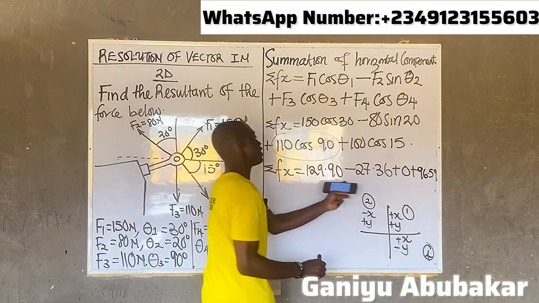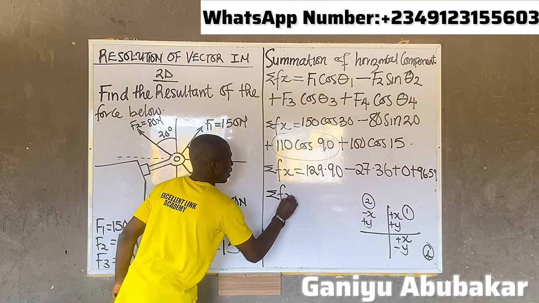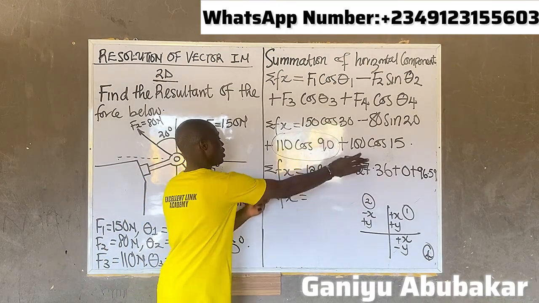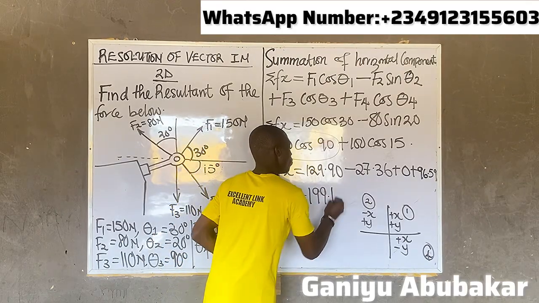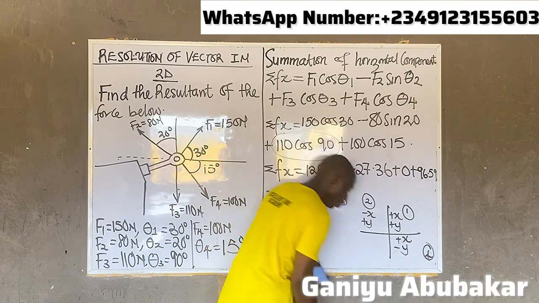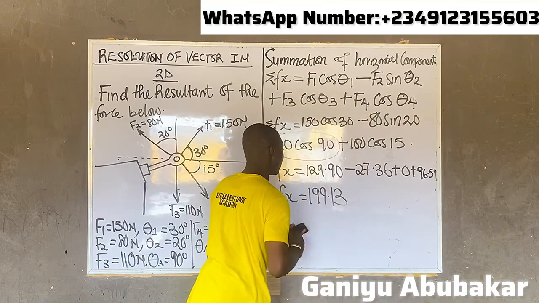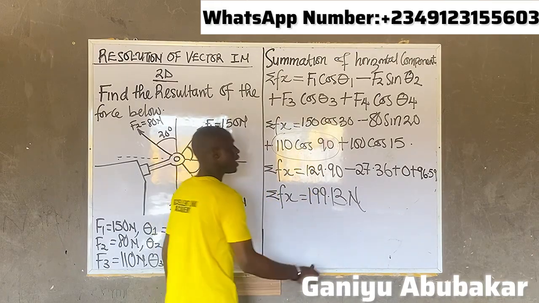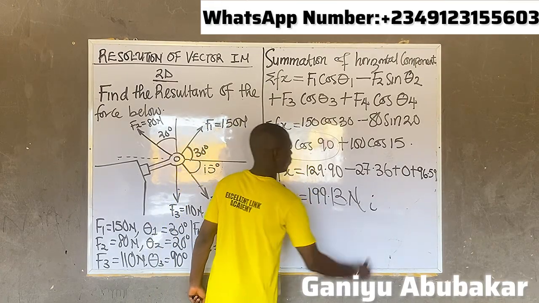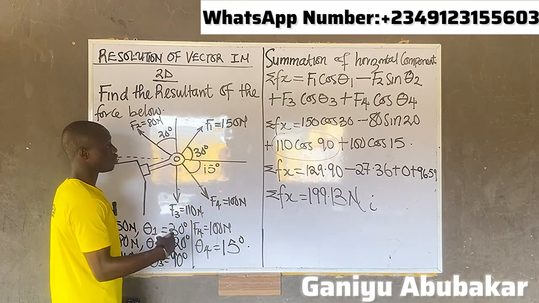For this one now, the value is of course 96.59. Add this value up, or perhaps simplify these values. I'll have summation F of x to be equal to 199.13, of course in Newton. If it's the x-axis, that's in vector form becomes I. For the y-axis it becomes J.